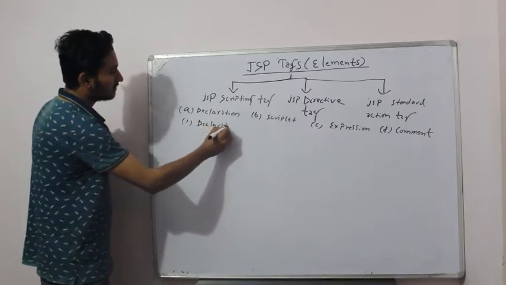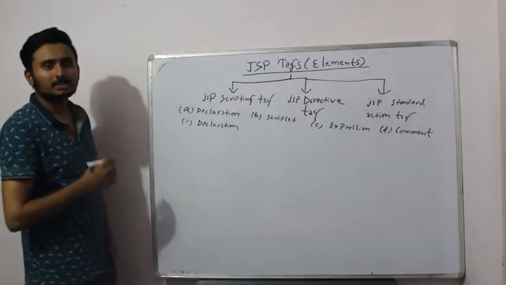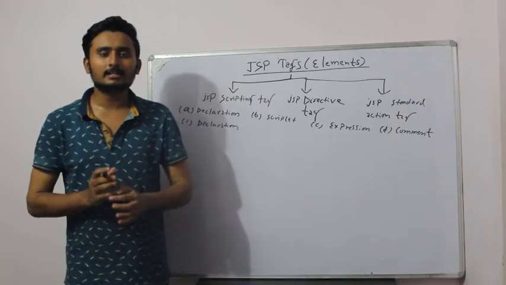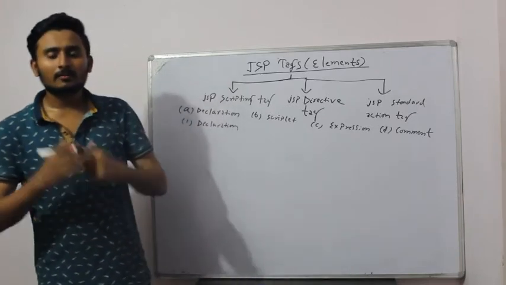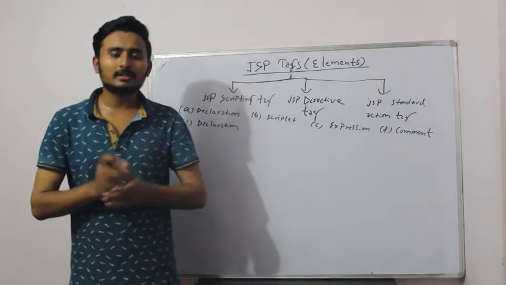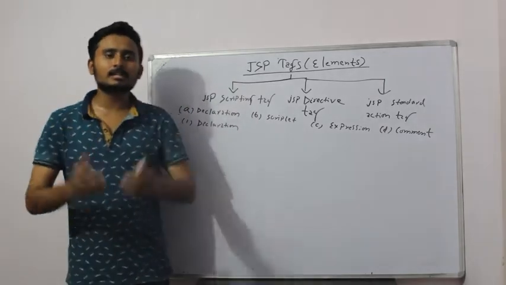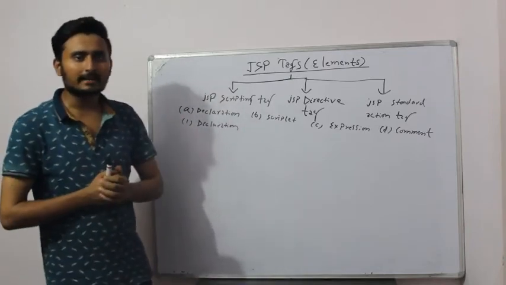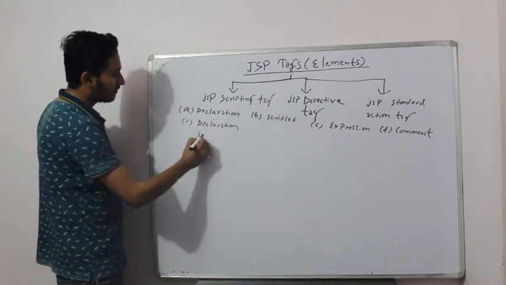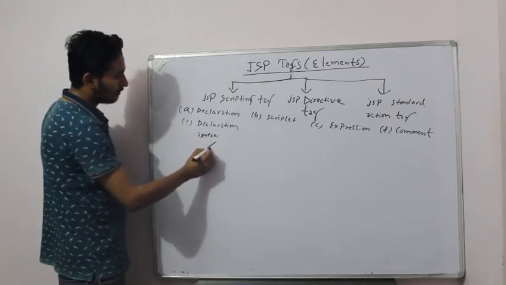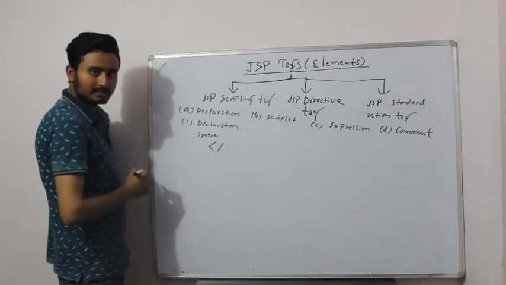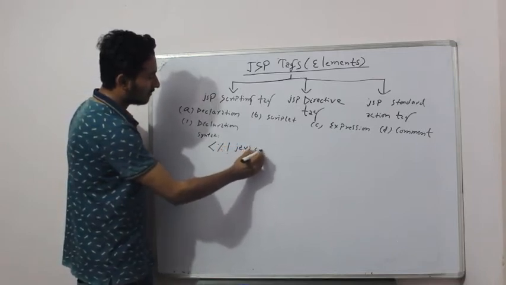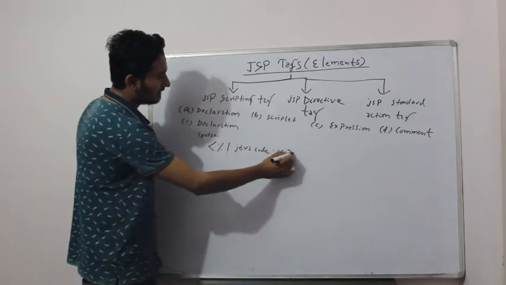In this declaration, we will define the variables or the methods we are using in our Java program. We write the variables and the methods we want to define inside our Java code under this JSP page with the help of this declaration tag. So what will be the syntax? The syntax will be angular bracket begins, percentage sign, exclamation. Inside this you need to write the Java code, semicolon, percentage, angular bracket closes.